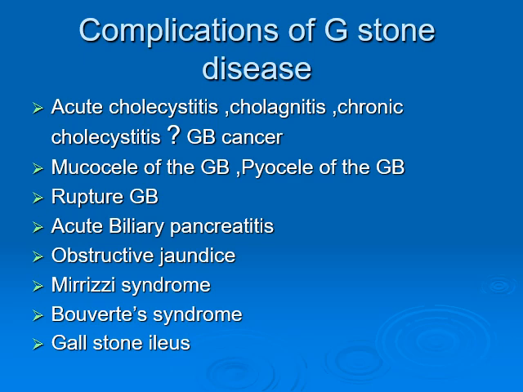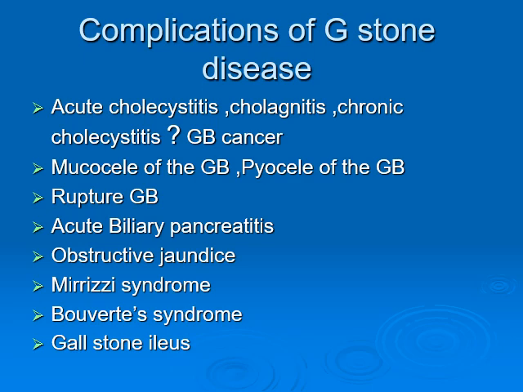Complications of gallstone disease: acute cholecystitis, cholangitis, chronic cholecystitis, gallbladder cancer, mucocele of the gallbladder, empyema of the gallbladder, ruptured gallbladder, acute biliary pancreatitis, obstructive jaundice, Mirizzi syndrome, Bouveret syndrome, and gallstone ileus.